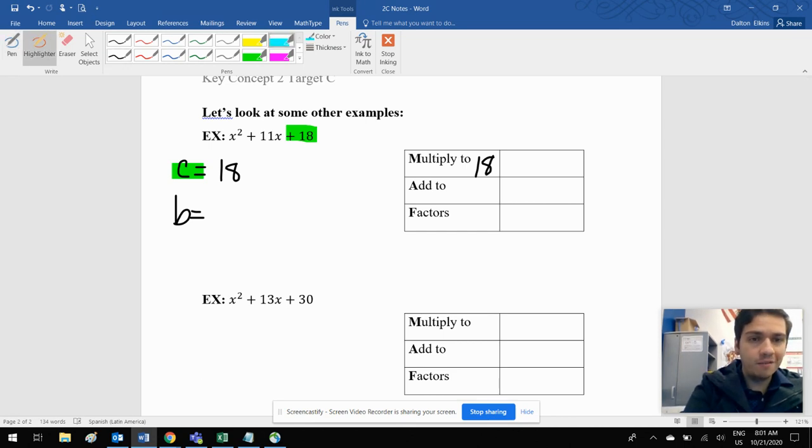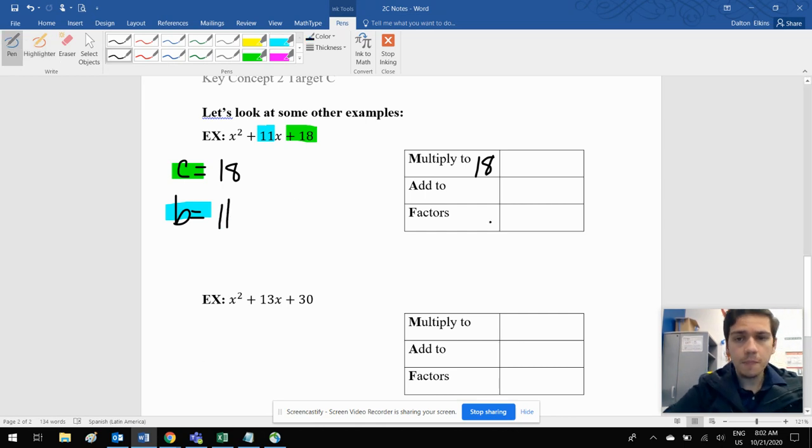Next, we need to find our b term, our b value, which is 11. Now, I know it probably feels like you should write 11x. We actually just want the number in front of the x. So not 11x, we just want 11. Okay, so I'm looking for numbers that add to 11.